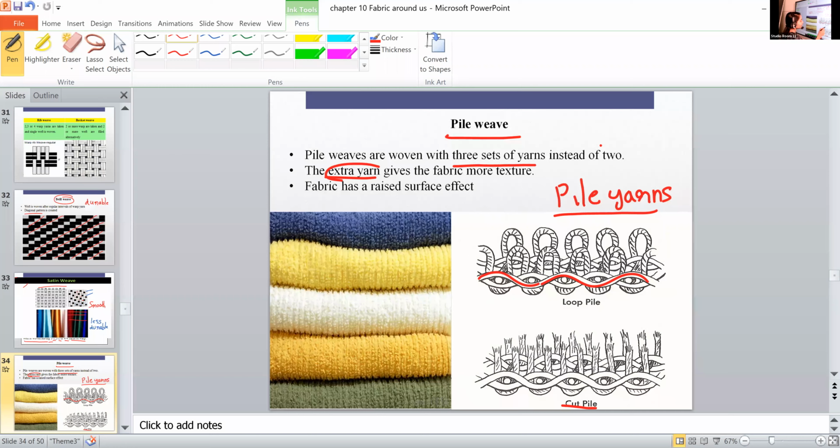So if we cut these yarns, the absorbency of the fabric increases. You can see this picture, right? What is this, Reina? It's a turkey towel. Yes, so it absorbs more water, right? It absorbs more moisture. That's why we use turkey towels. All these are made by pile weaves. Why? Because of the absorbency, the cut pile is used here.